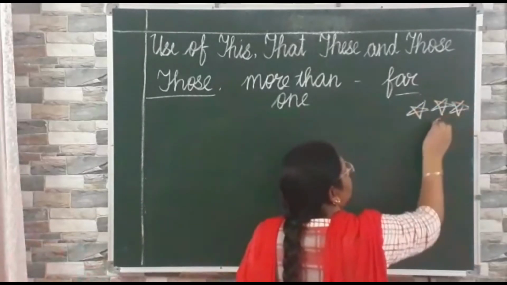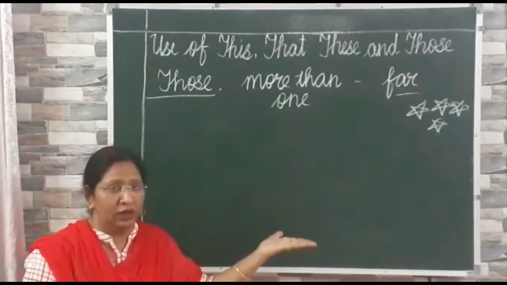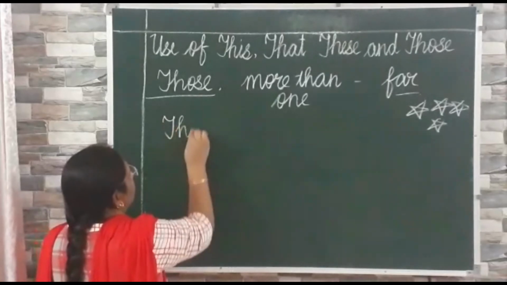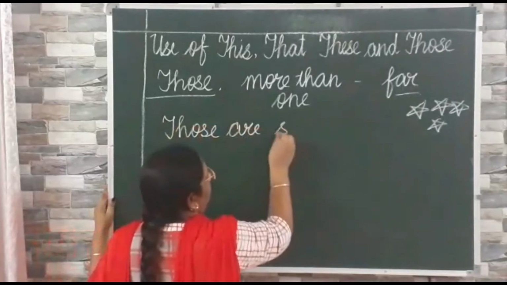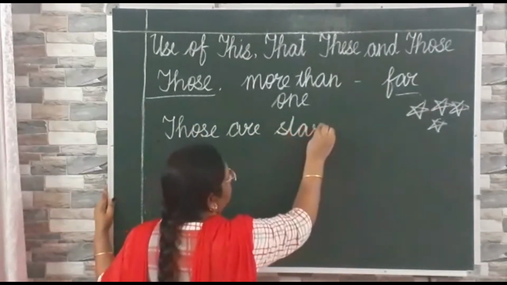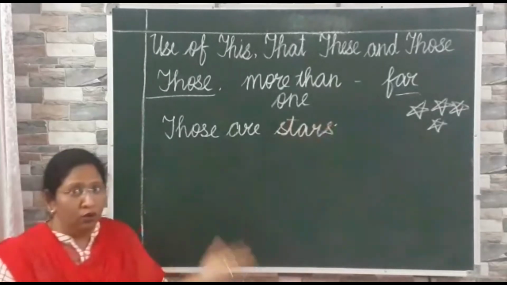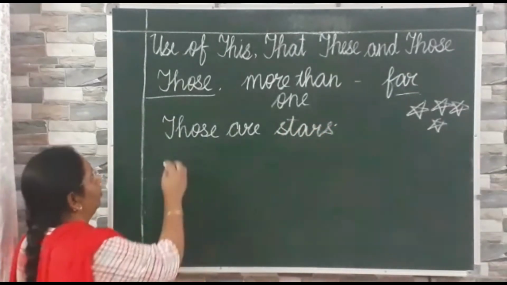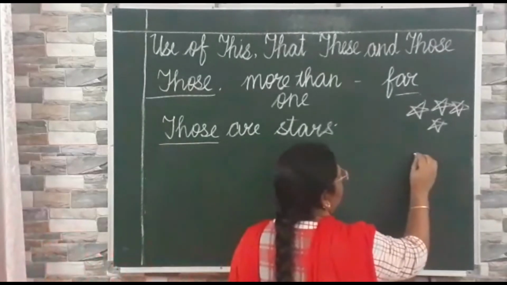What do you see? Stars. And how many stars are there? More than one. So what will we use? Those are stars. Why have we used those? Because stars are more than one and far from us. So what do we use? Those. Let's take more examples.